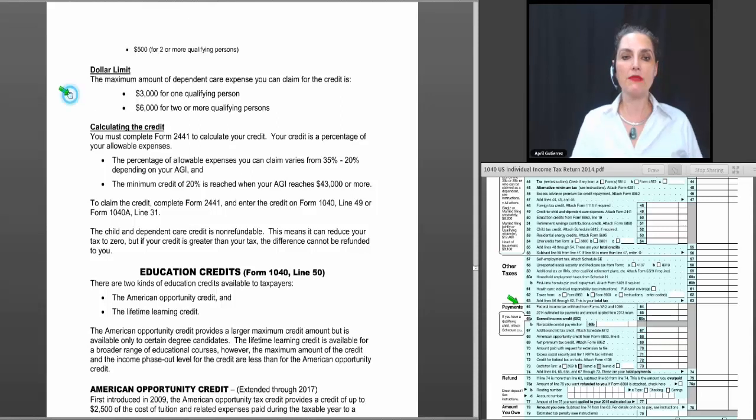Dollar limit. The maximum amount of dependent care expense you can claim for the credit is $3,000 for one child or one qualifying person, and $6,000 if there are 2 or more qualifying persons.